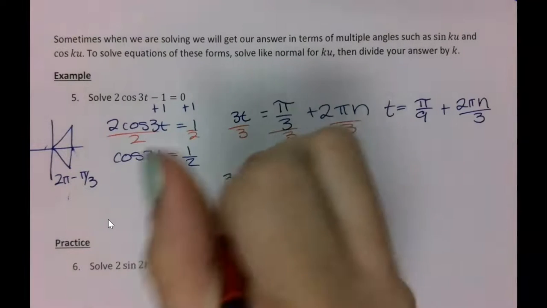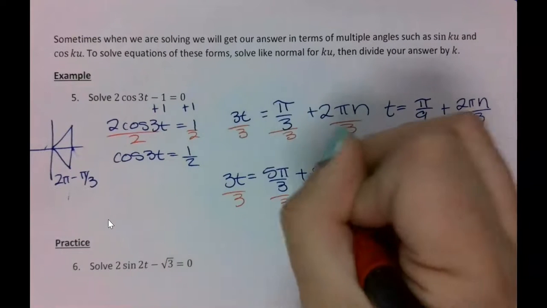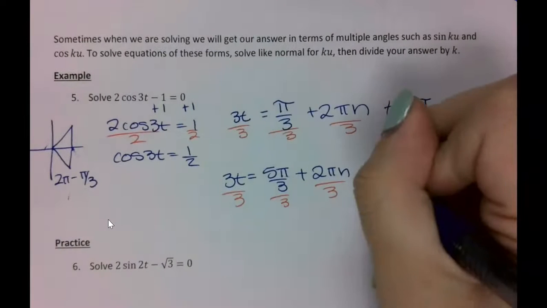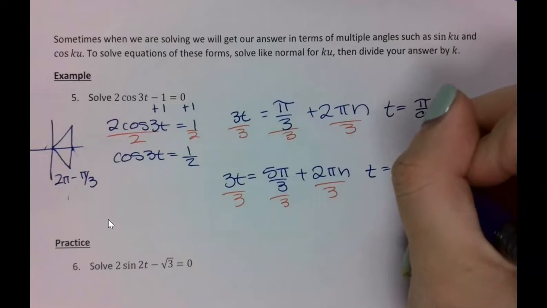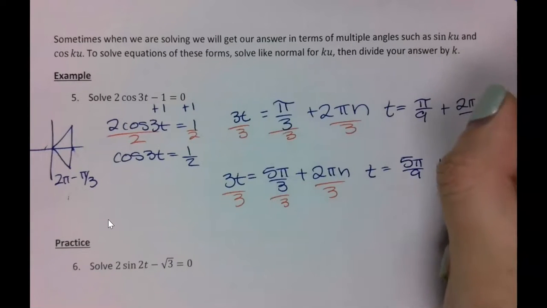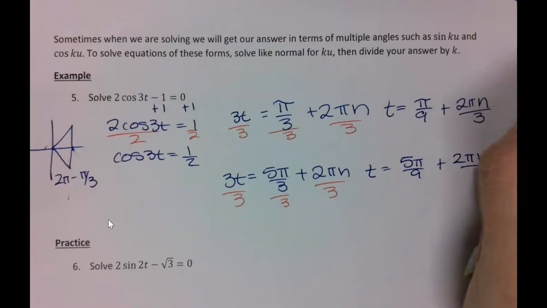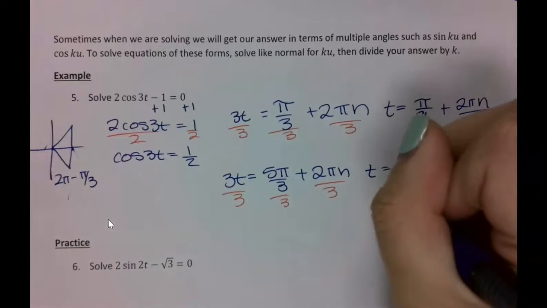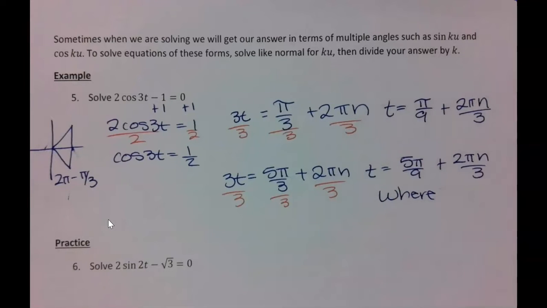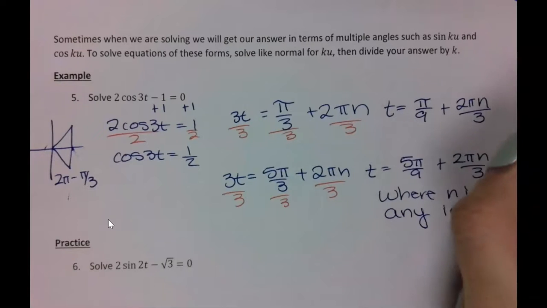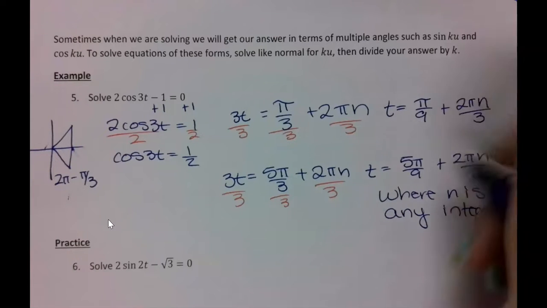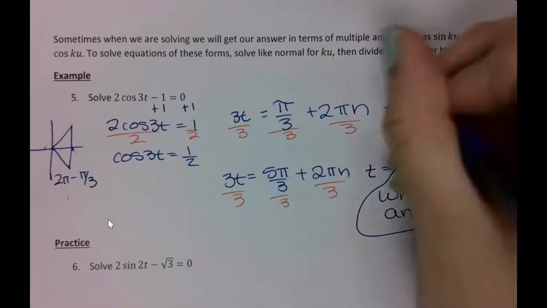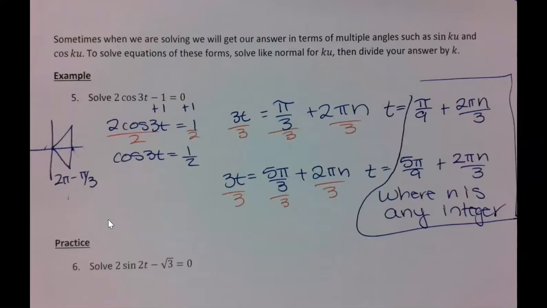So same idea on my second equation. I'm going to divide everything by 3. So this is going to get me t equals 5 pi ninths plus 2 pi n thirds. Then, because I have the variable n, I need to say where n is any integer, because otherwise someone reading this might assume it's a fraction. So this is my whole answer.